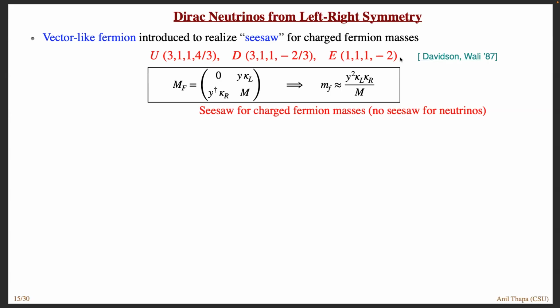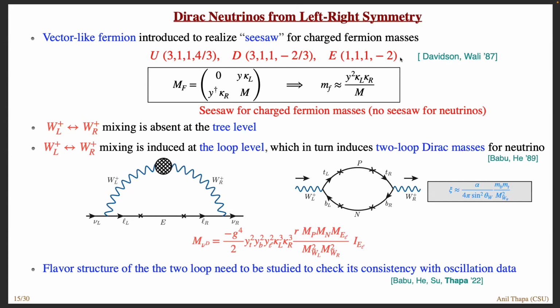Remember, there is no neutral vector-like fermion. So since there is no neutral vector-like fermion, you don't have a neutrino mass. Right now, up to this point, there is no mass for the neutrinos, and I will tell you why I'm not adding one more particle just to get neutrino mass at tree level. It turns out in this theory, WL and WR mixing is absent at tree level, but WL and WR can mix at one loop level, which in turn will induce a two-loop Dirac neutrino mass.